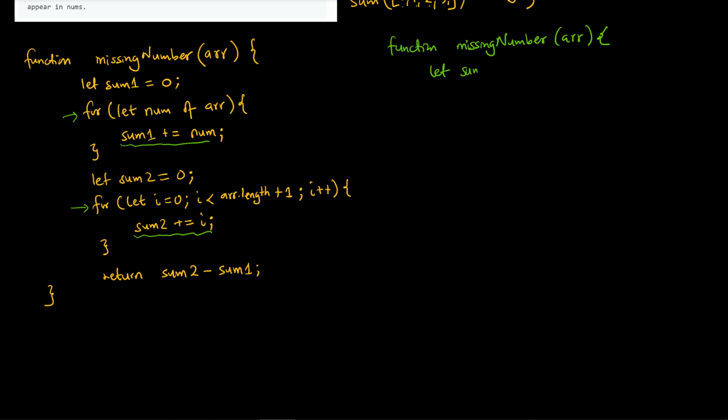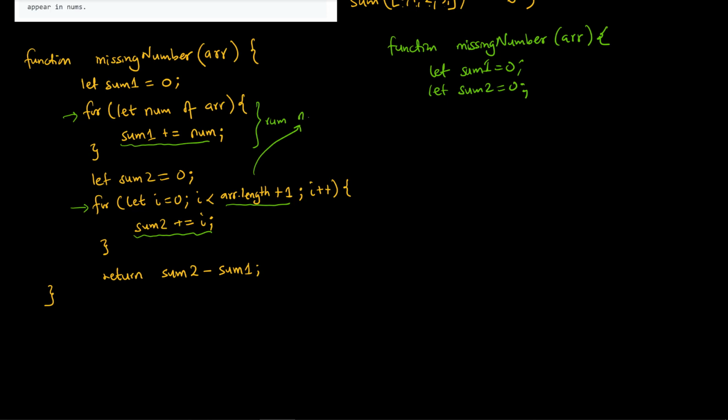Let sum 1 be equal to 0. Let sum 2 be equal to 0. Okay, because we know that this loop will run the length, which is our n plus 1. So this loop will run n times, basically it will run this number of times. Let's just call it our n, for example.